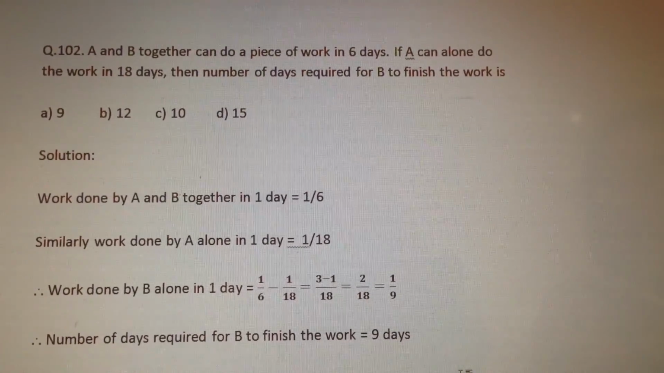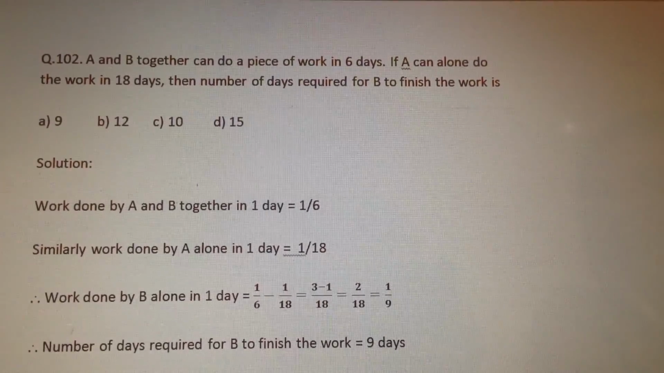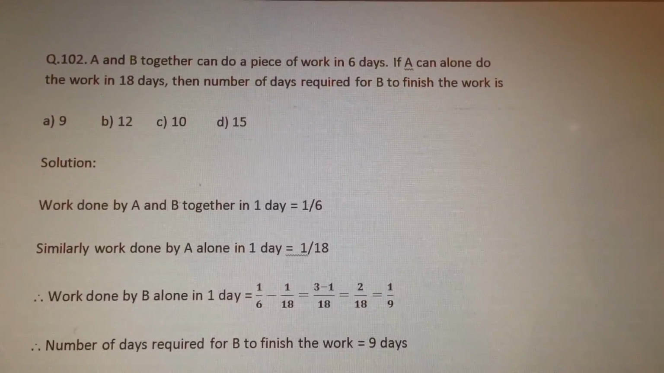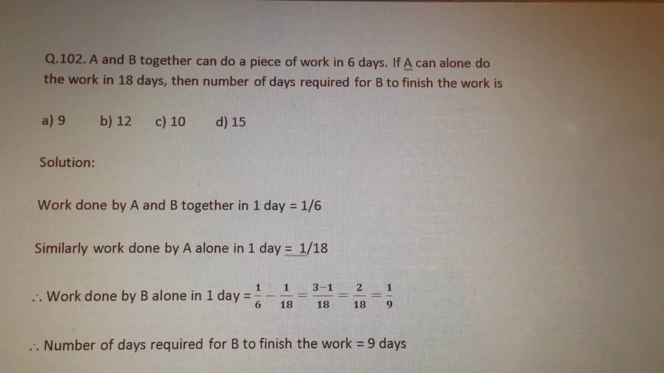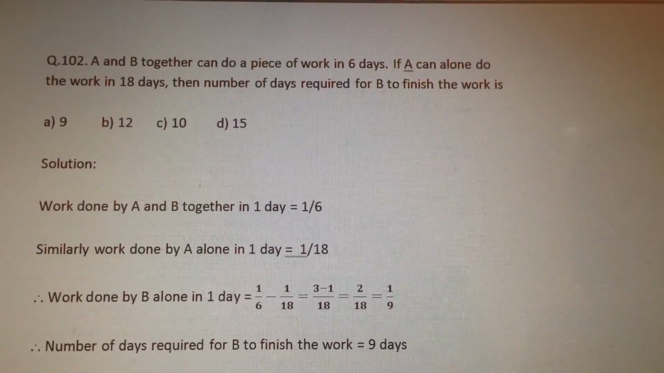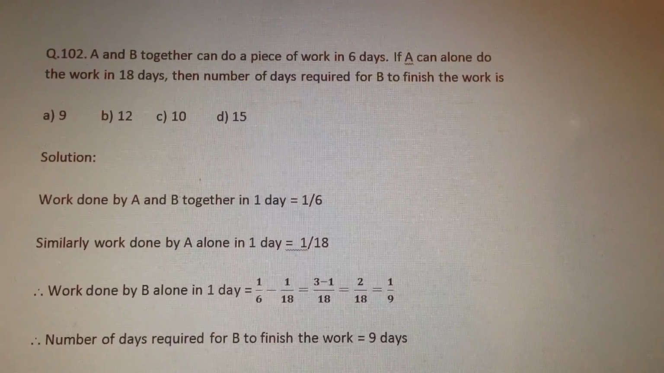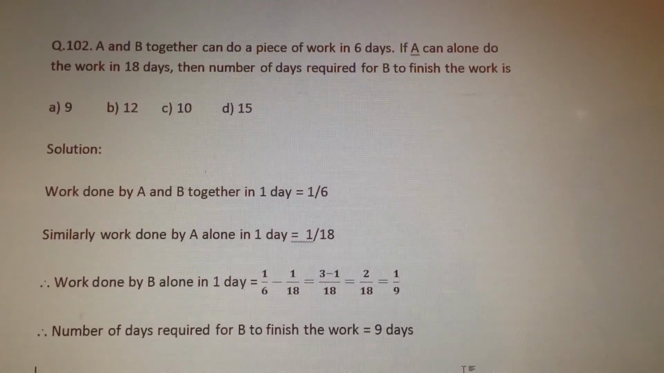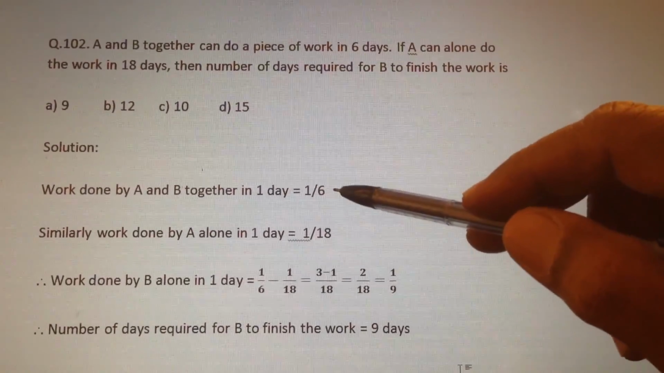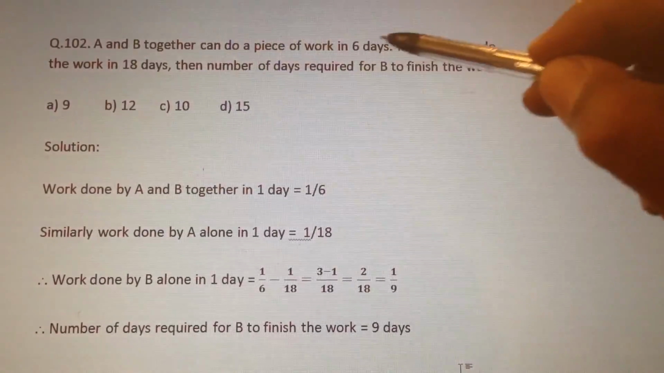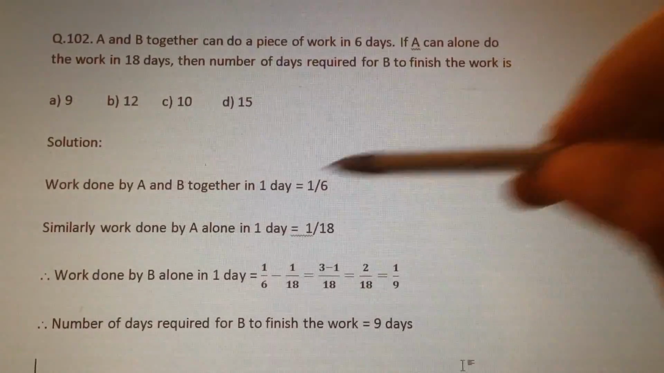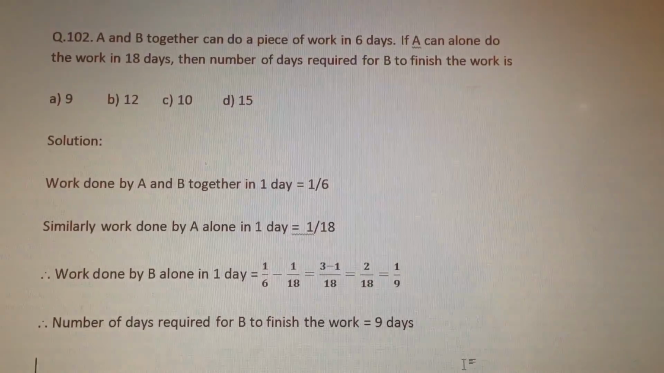Next question. A and B together can do a piece of work in 6 days. If A can alone do the work in 18 days, the number of days required for B to finish the work is. This is a very basic question of time and work. Here is the solution. Work done by A and B in 1 day is equal to 1 by 6. Because A and B together can do a piece of work in 6 days. Total work they can do in 6 days, and in 1 day they can complete 1/6 of the work.